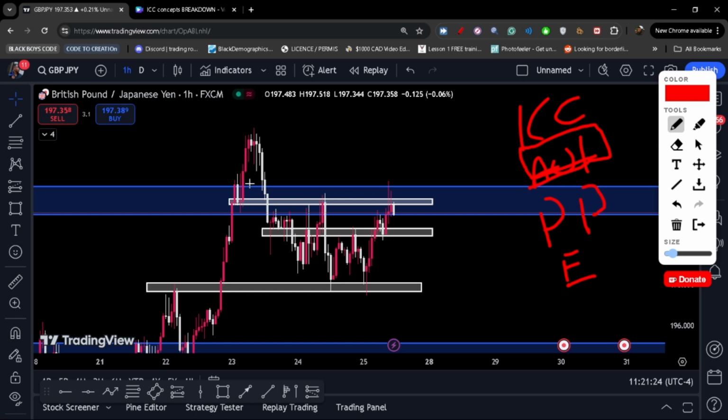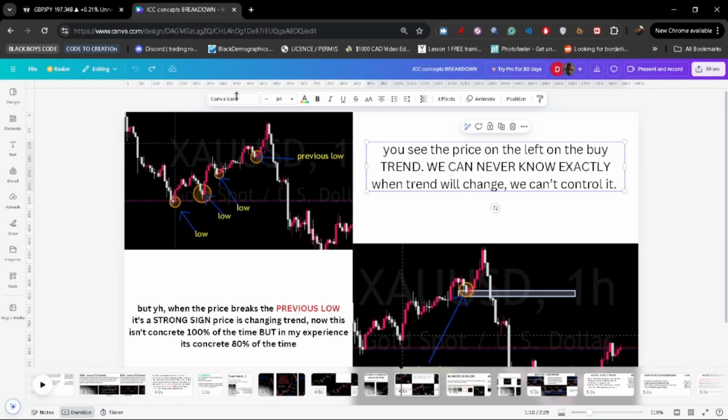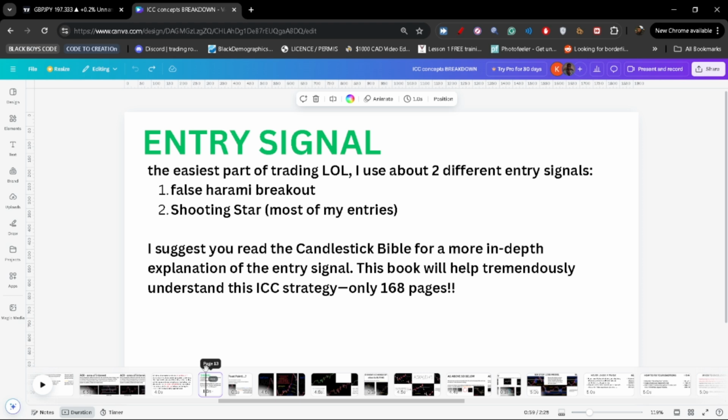So what does that mean? That means you don't take any trades here, right? You don't take any trades here until price finally taps your area of interest. So when price taps your area of interest, you now take your trade. And when it comes to the specific entry signal, in my ebook, guys, I tell you that the specific entry signal that you must use is either the false harami breakout or the shooting star pattern, right?